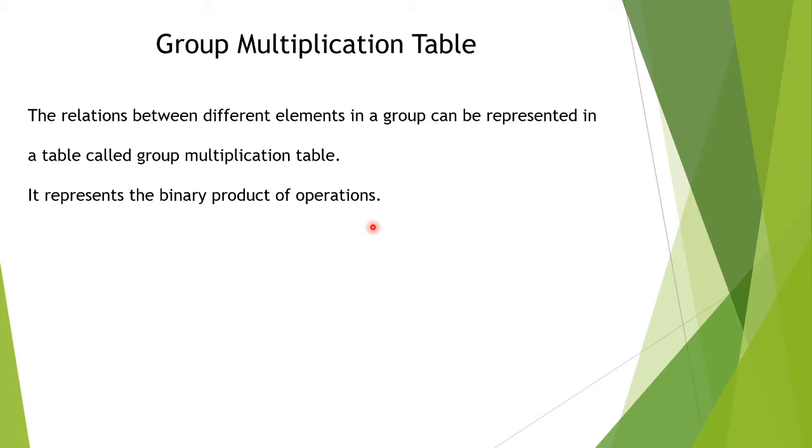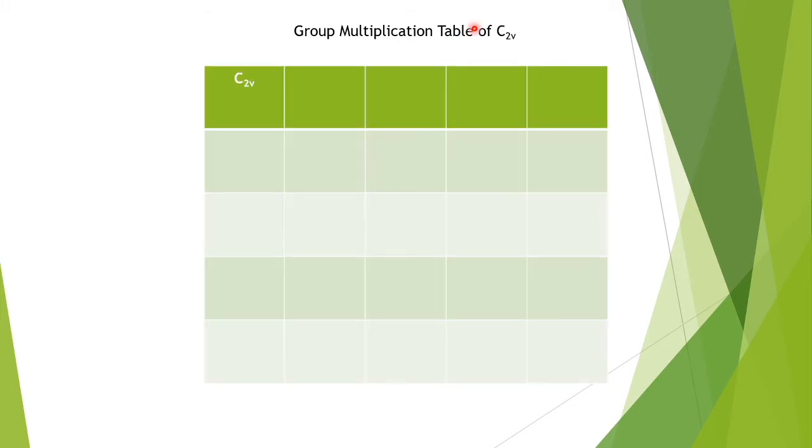Now let's move on to the construction of group multiplication table of C2V point group. Okay, you can see that at the left top corner you should write the name of the point group. Here we are studying the group multiplication table of C2V. So I have written C2V on the left top corner.